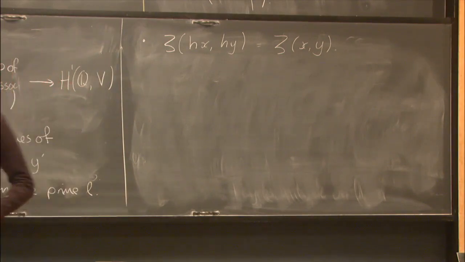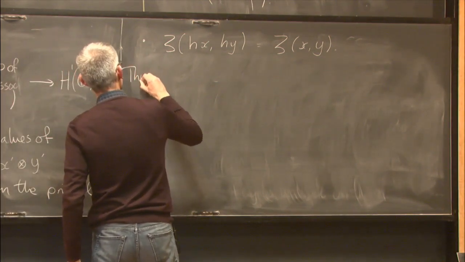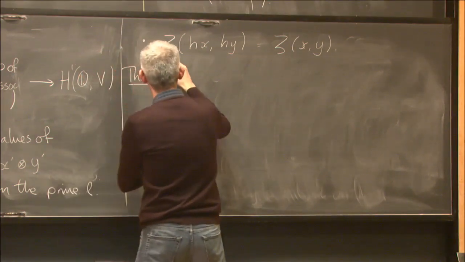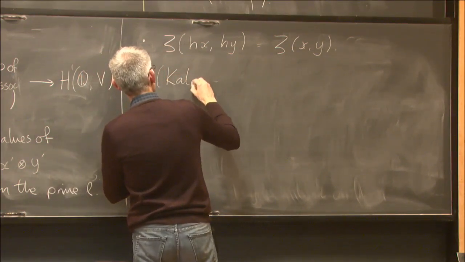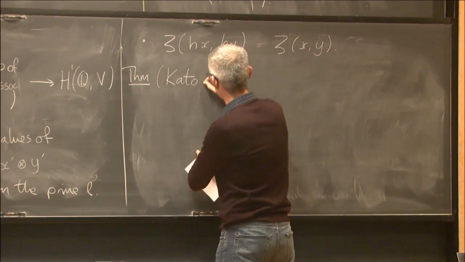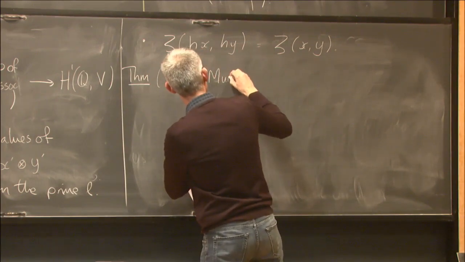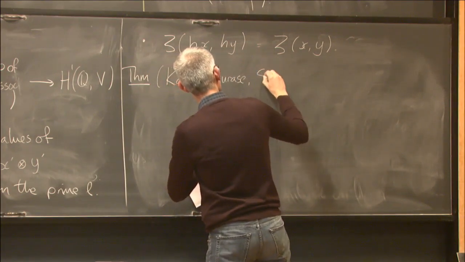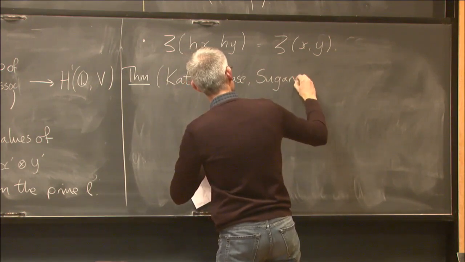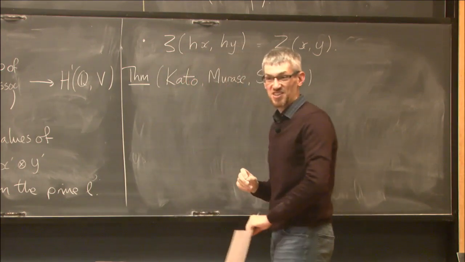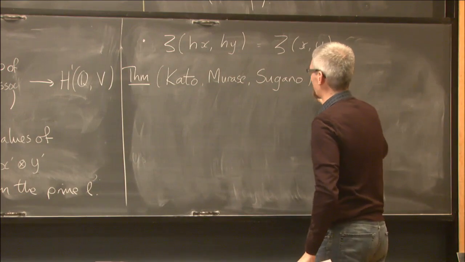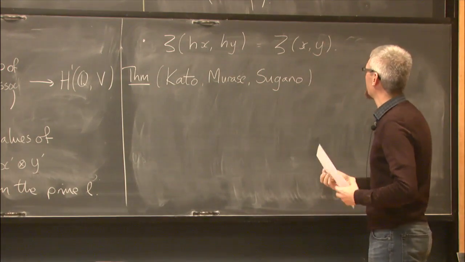So the key input from representation theory that is going to make all of this work is the following theorem. This is quite an old theorem due to three Japanese mathematicians. This is not the same Kato as in Kato's Euler system. It's a different Kato. It's not the log geometry Kato either.